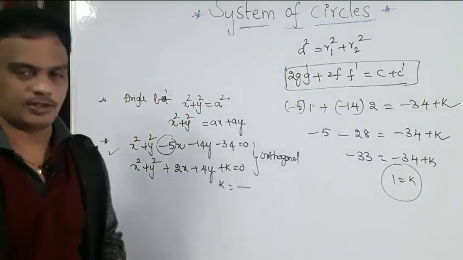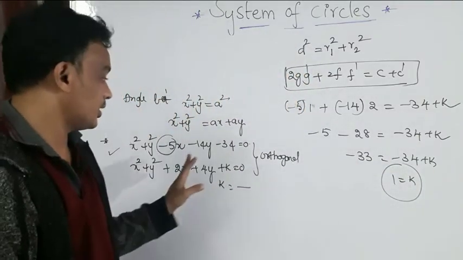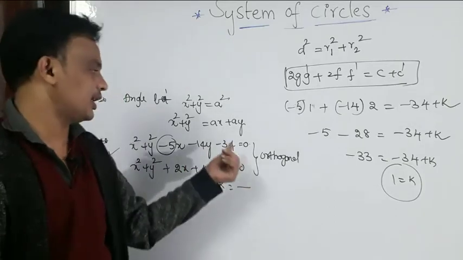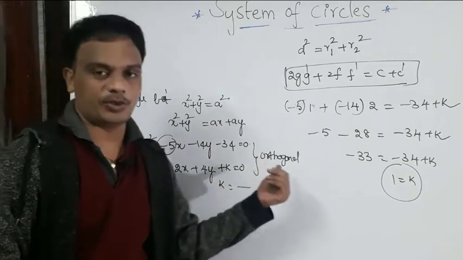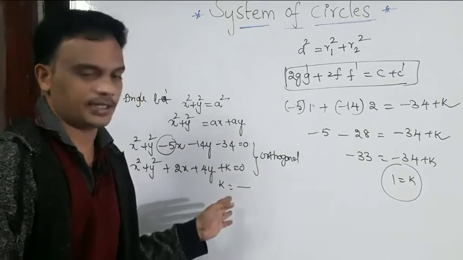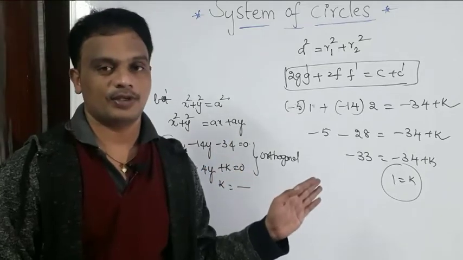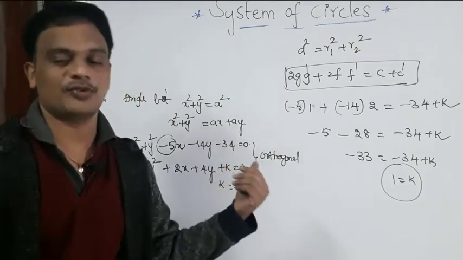Okay, so that's about the orthogonal condition. We will get those problems. From an IP point of view, an objective point of view, we may get questions like this: angle between the two circles and orthogonal conditions. Let us see some more different problems.